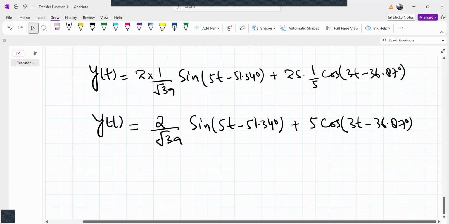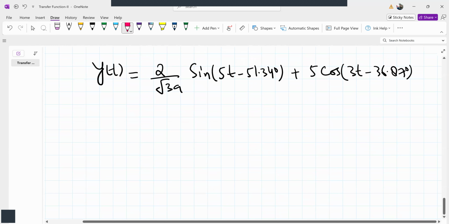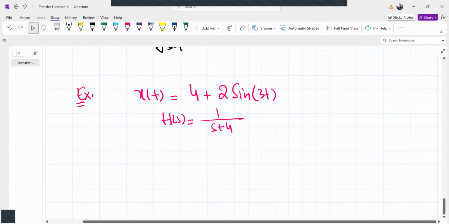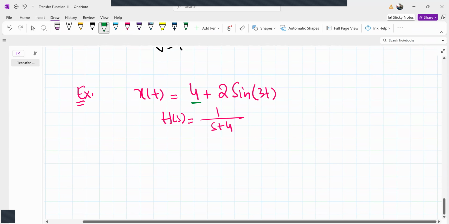Now, similarly, we take one more example. Suppose the input is now 4 plus twice sine 3t, and the transfer function of this network is 1 divided by s plus 4. How do we write the output function? Now we know we have a DC source and a sinusoidal source connected to this network.